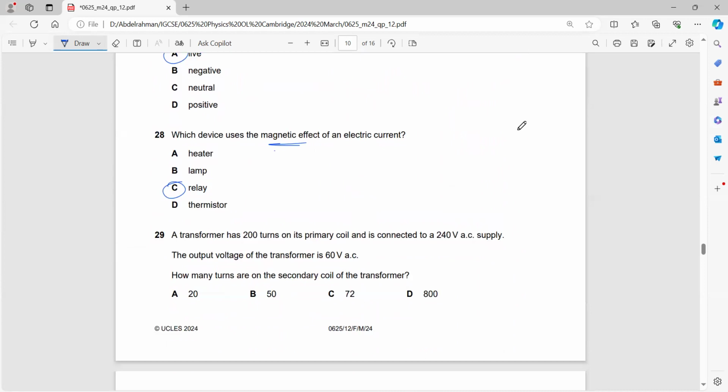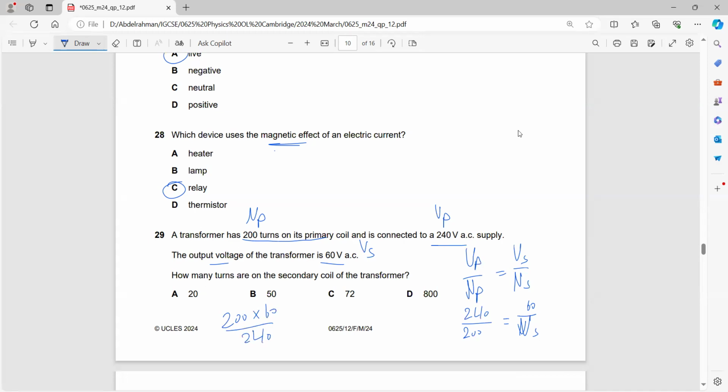Transformer has 200 turns on the primary coil, which is the NP, connected to a 240 supply. This is the VP. The output voltage would be the VS. How can I find the NS? VP over NP equals VS over NS. 240 over 200 equals 60 over NS. Can I cross multiply? Yes. 200 times 60 divided by 240, which would be 50.